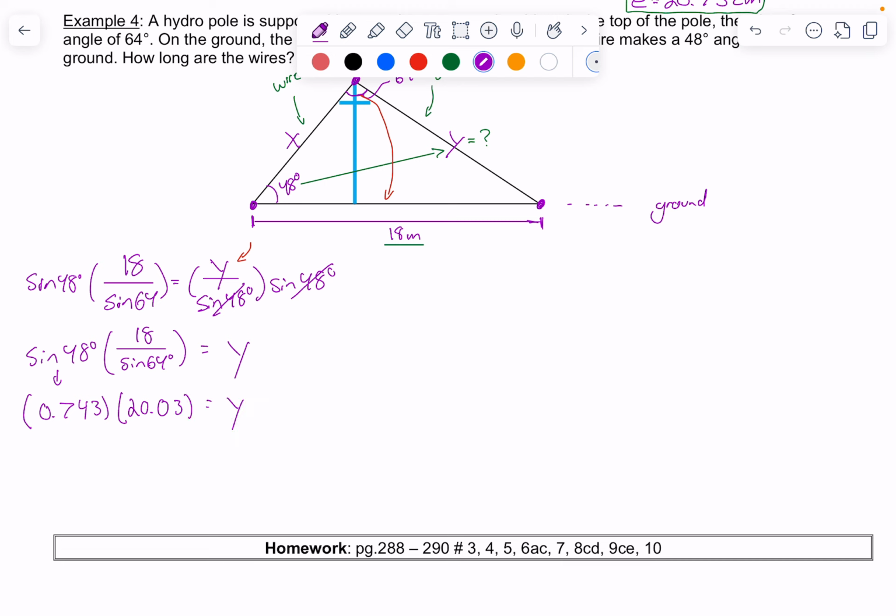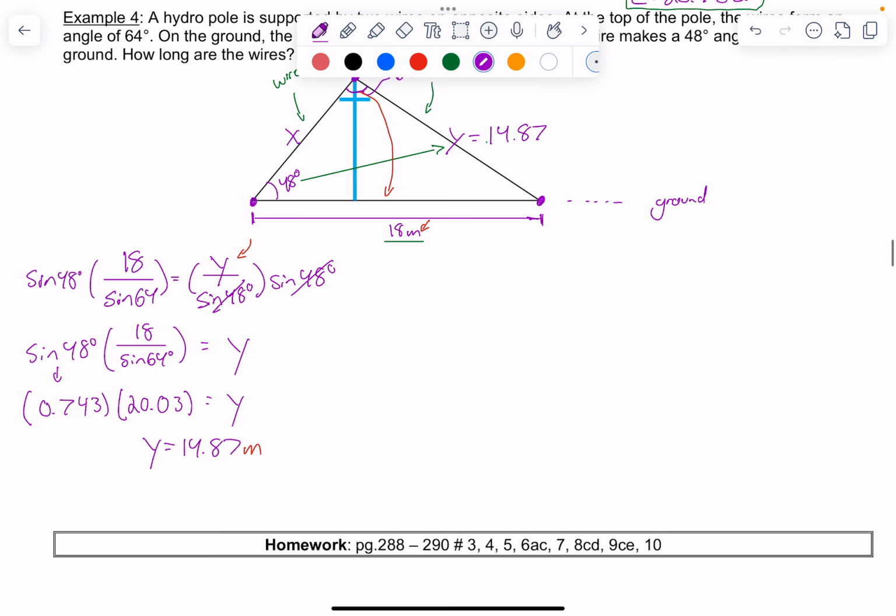Now just take those two and multiply them together, and I get a side length y of 14.87. Because you're dealing with meters, like this was meters right here, this is also meters. So this wire is 14.87 meters. It doesn't specify how many decimals. So 18 meters. Okay, we just need the length of the other wire.